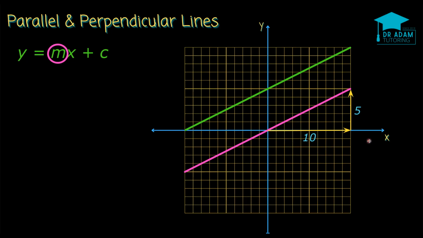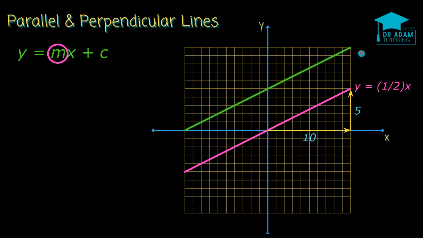Okay, so that means the gradient of this pink line is 1/2, and the y-intercept, or the c value, is 0. So therefore, the equation of this pink line must be y equals 1/2 x. Okay, 1/2 corresponding to the gradient of 1/2, and there is no constant value because the y-intercept is 0.